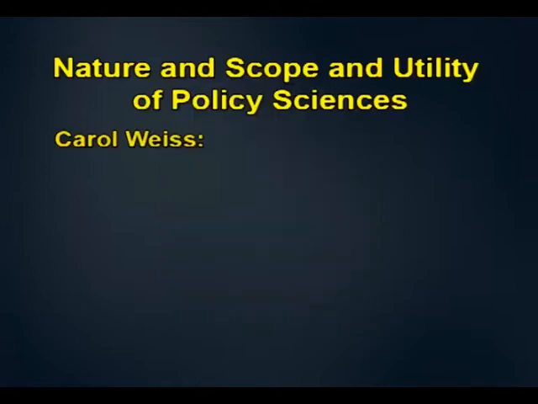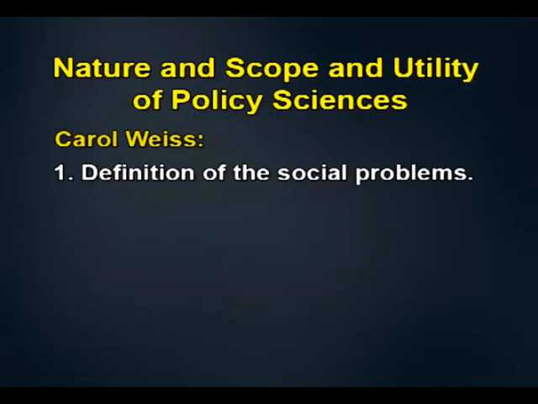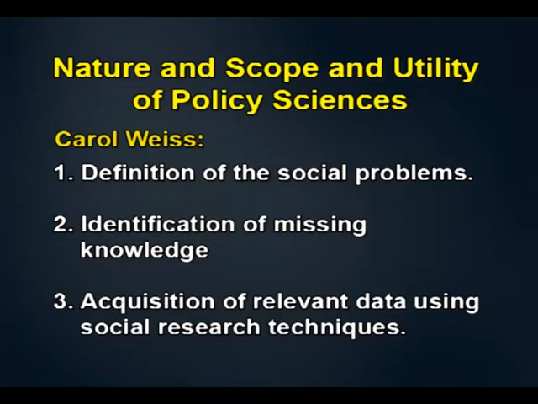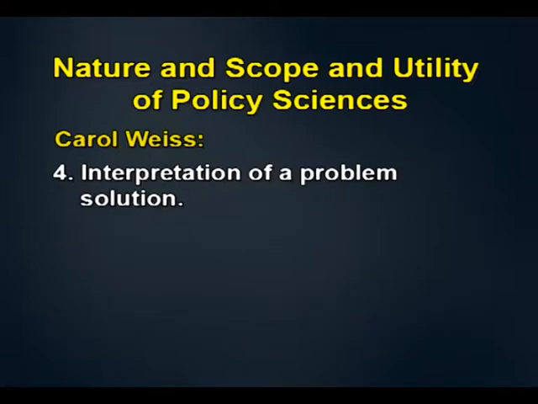This sequential model has the following stages. First, definition of the social problem. Second, identification of missing knowledge. Third, acquisition of relevant data using social research techniques. Fourth, interpretation of a problem solution. And fifth, policy choice. Policy sciences may contribute to the selection of policy options.